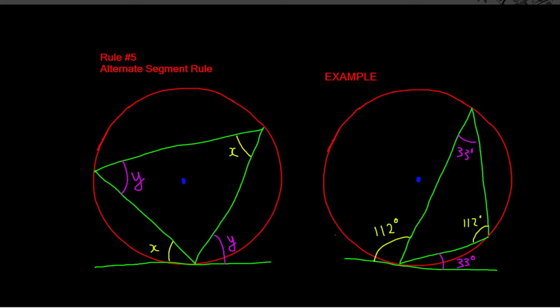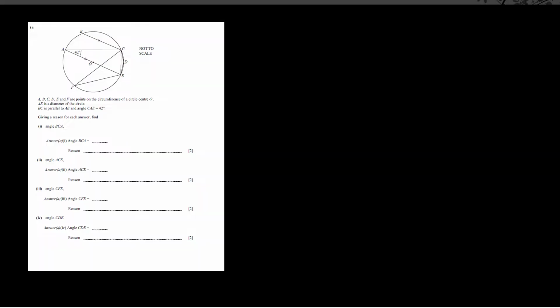Now let's look at an example. What kind of questions will come out in the exam? In the exam, they will combine all your rules together. Then you must be able to see what kind of rules to apply to find which angle. So looking at this question, A, B, C, D, E, F are points on the circumference of a circle center O. AE is the diameter of the circle. BC is parallel to AE. Giving a reason for each answer, find angle BCA.